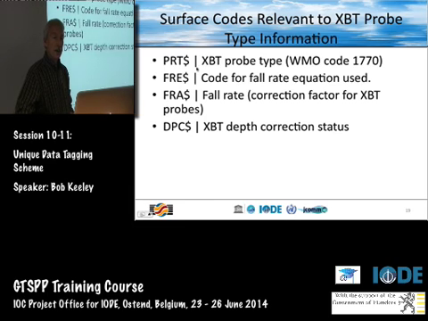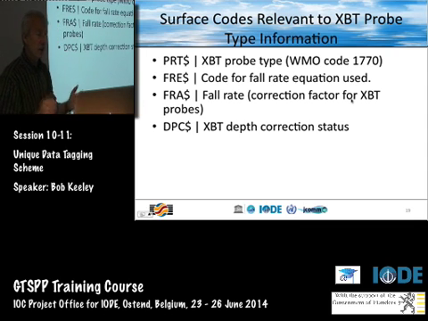So the XBT probe type is encoded into this WMO code table 1770, and you can find all of these tables on the WMO website. That's the place to look. And the recorder type is in a code table 4770, and that table shows you what the fall rate equations are.